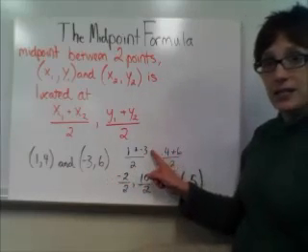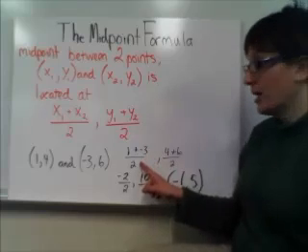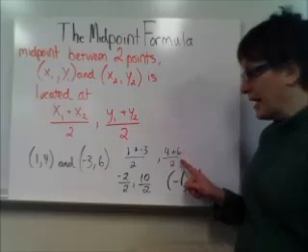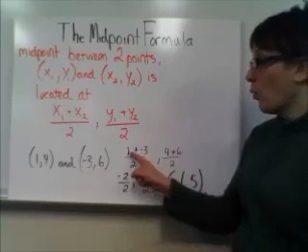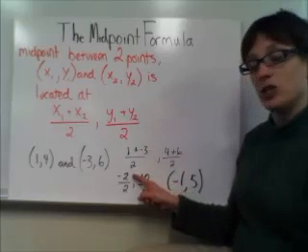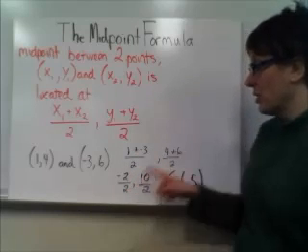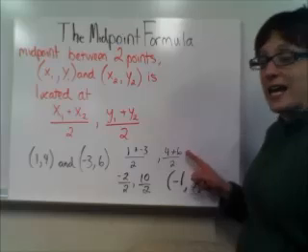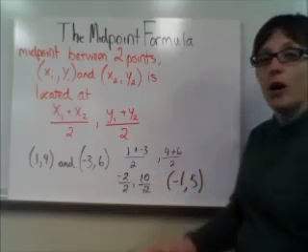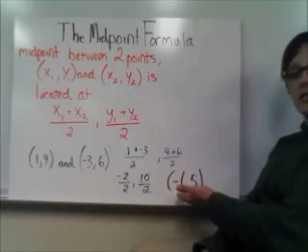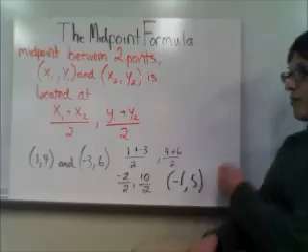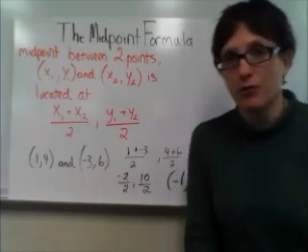You add your x's and divide by 2, and you add your y's and divide by 2. 1 plus negative 3 is negative 2 divided by 2. 4 plus 6 is 10 divided by 2. Our final answer, negative 1, 5. That's the midpoint formula.